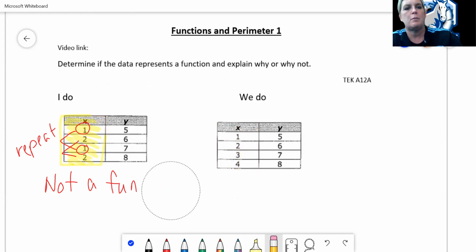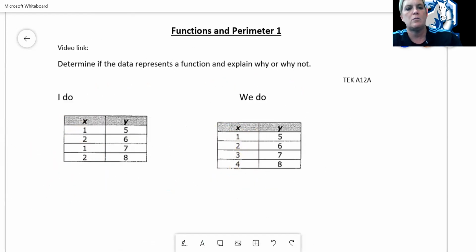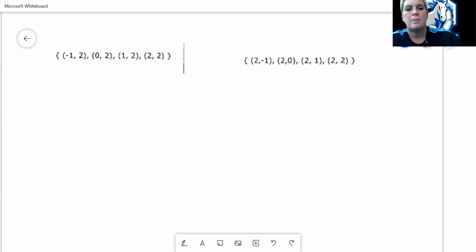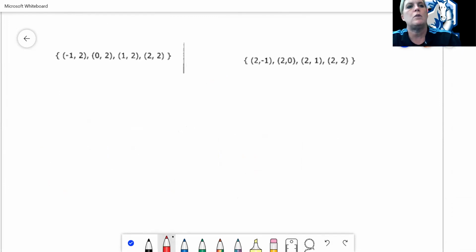Let me erase this and pull my paper up and let's look at the next ones. This time I have ordered pairs. You want to remember that ordered pairs go x, then y. So we are only looking at the x values. Let's take our highlighter and highlight each of these x numbers. With each of these x numbers that I just highlighted, do any of them repeat? No, they do not. Since they do not repeat, this is a function.